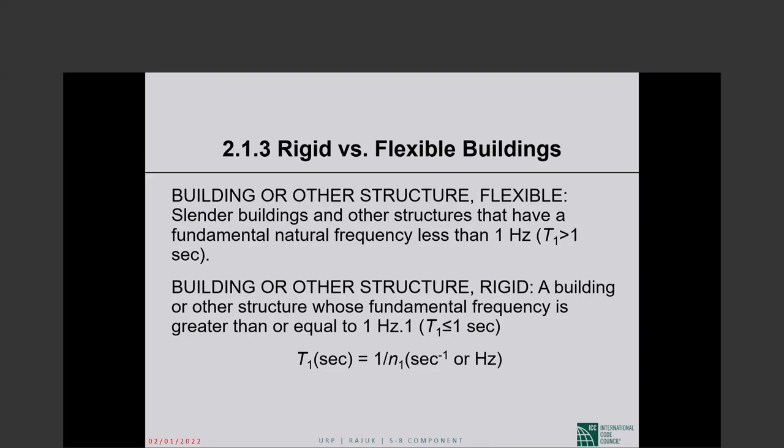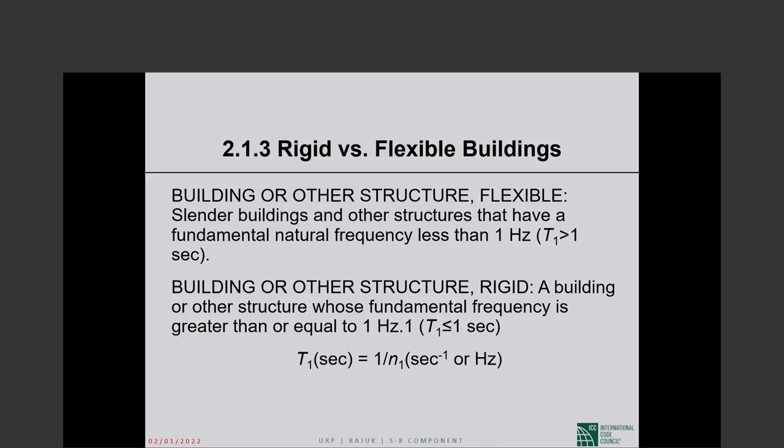Okay, so when we say period less than or equal to 1 second, they will say fundamental frequency larger than or equal to 1 hertz, which for me is complicated, but that's how the wind provisions are written. A flexible building has a fundamental period exceeding 1 second, which means fundamental frequency less than 1 hertz. So that is the definition of rigid versus flexible.